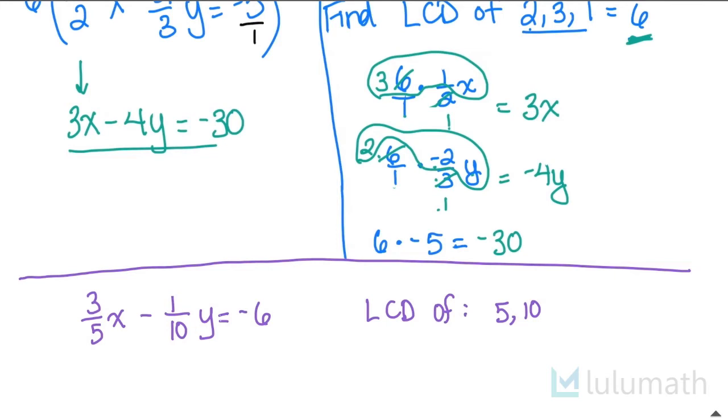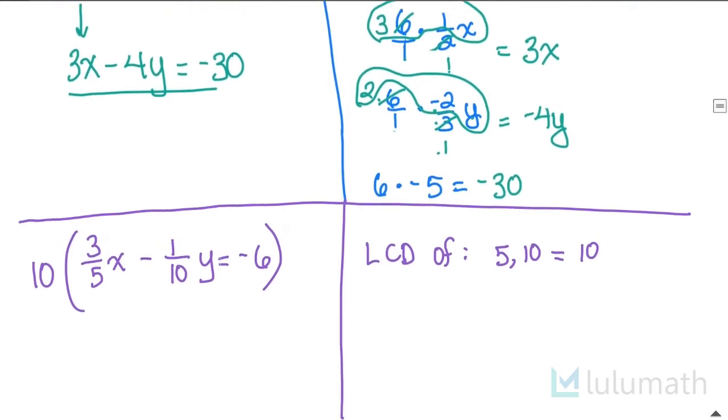And so since multiples of 5 include 10, then 10 is our least common multiple. So that means that I have to go through and multiply everything through here by 10. So let's go ahead and do that. Let's see what this process is going to look like.